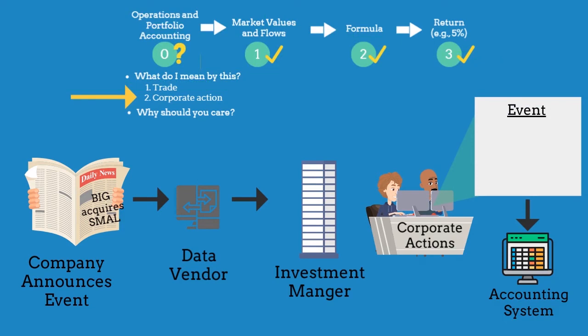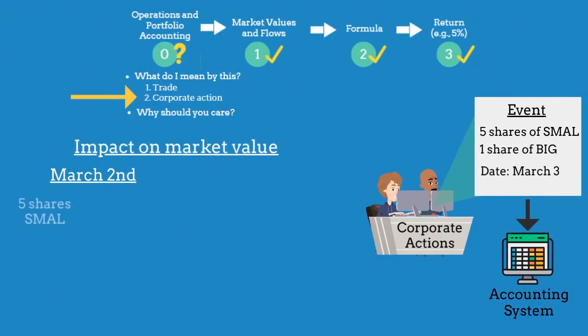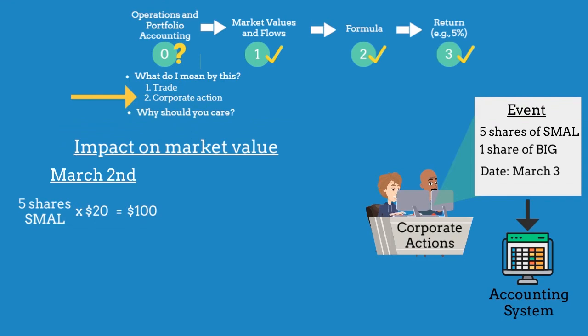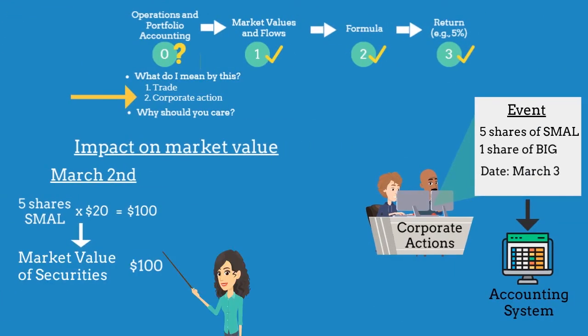And in this example, let's say the terms of the acquisition state that for every 5 shares of small, you get 1 share of big. And the date of this event that the acquisition will occur is March 3rd. Now it's March 2nd and you own 5 shares of small. Small was worth $20 a share at the end of March 2nd. So the market value of the position is what? That's right, $100. And that means that the market value of securities is $100 on March 2nd.